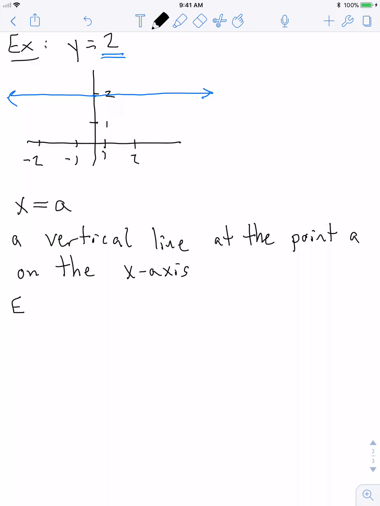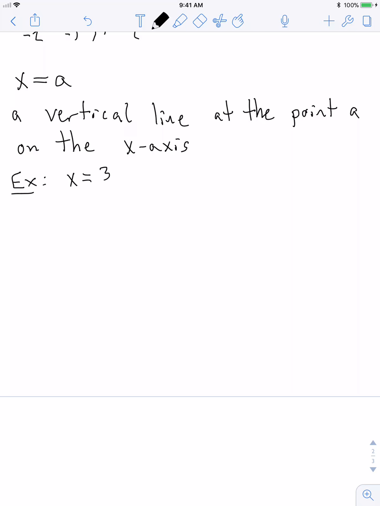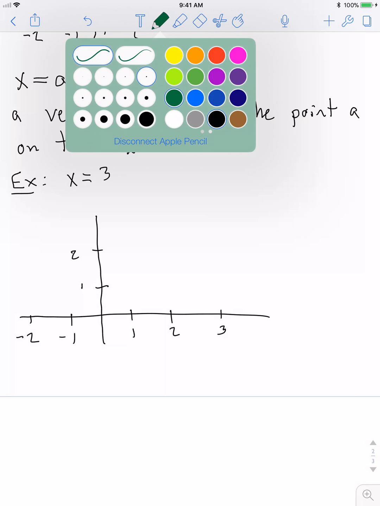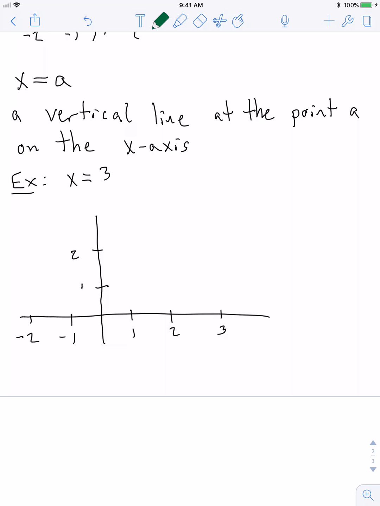And again, maybe we'll graph a quick example. How about x is equal to 3? Draw our Cartesian plane. Here's -1, -2, 1, 2, 3. And a couple points on the y-axis, just for simplicity here. So no matter what y is, x will always be 3. So it's a vertical line, whereas we vary y, the x value never changes. It never leaves that 3 point.